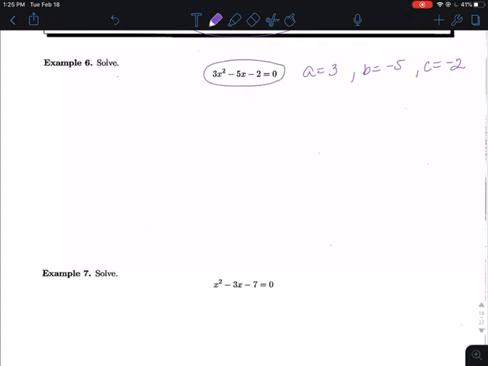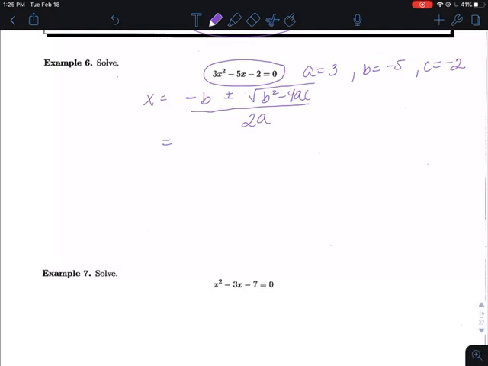So if it's not set equal to 0, you have to set up the problem in that way, all right, that everything is set equal to 0 before you can use the quadratic formula. So again, the quadratic formula says to find x, you take the opposite of b plus or minus the square root of b squared minus 4 times a times c, all over 2 times a. So I'm going to plug all the numbers into this formula, simplify, and that will give you my final answers.